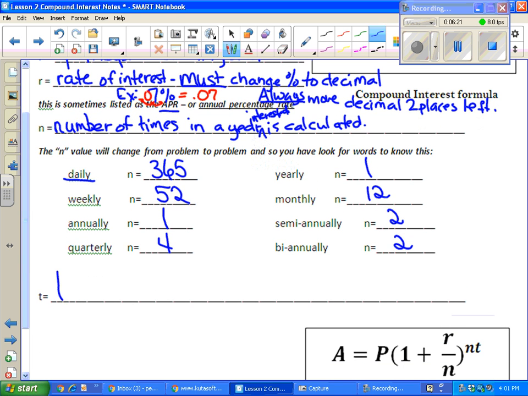All right, the last letter is T. T stands for time, and it's how much time that you're going to allow this money to calculate the interest. So it may be 2 years, 3 years, 4 years, but it's always a yearly amount. So time is always calculated in years.